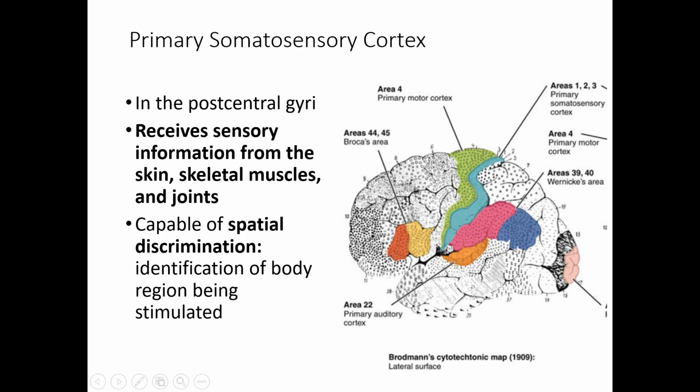Primary somatosensory cortex is located in the postcentral gyrus, right here, right posterior to the central sulcus, and it receives information from the skin, skeletal muscles, and joints. Its function is spatial discrimination. It can identify body regions being stimulated.